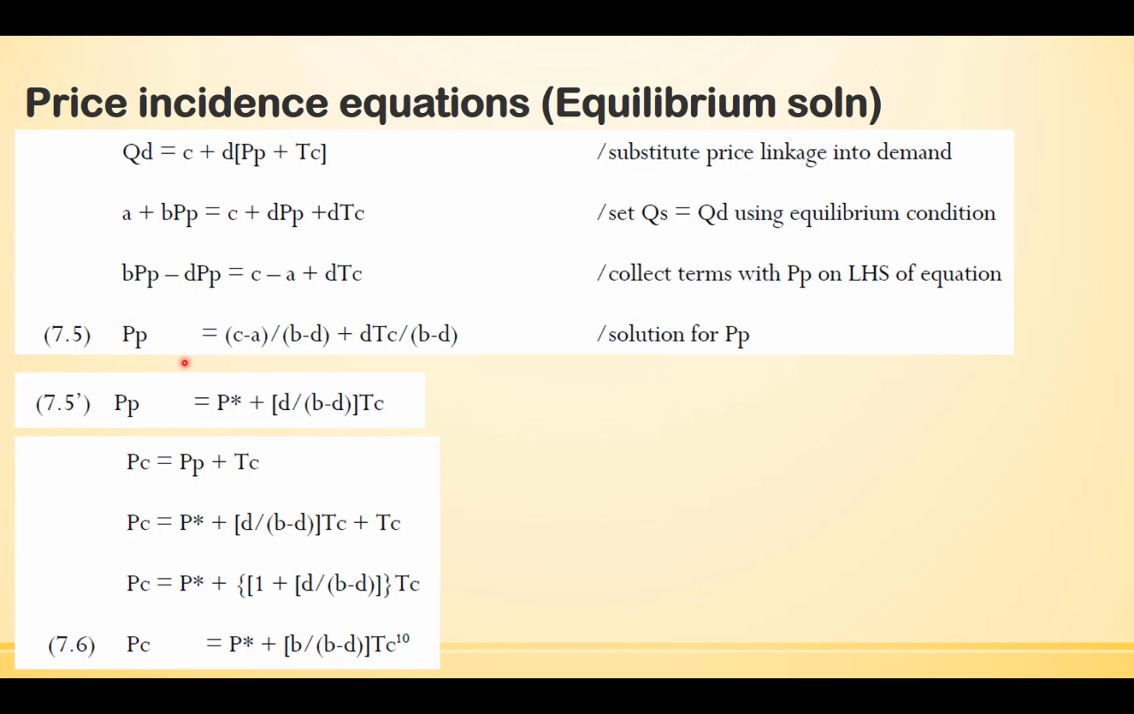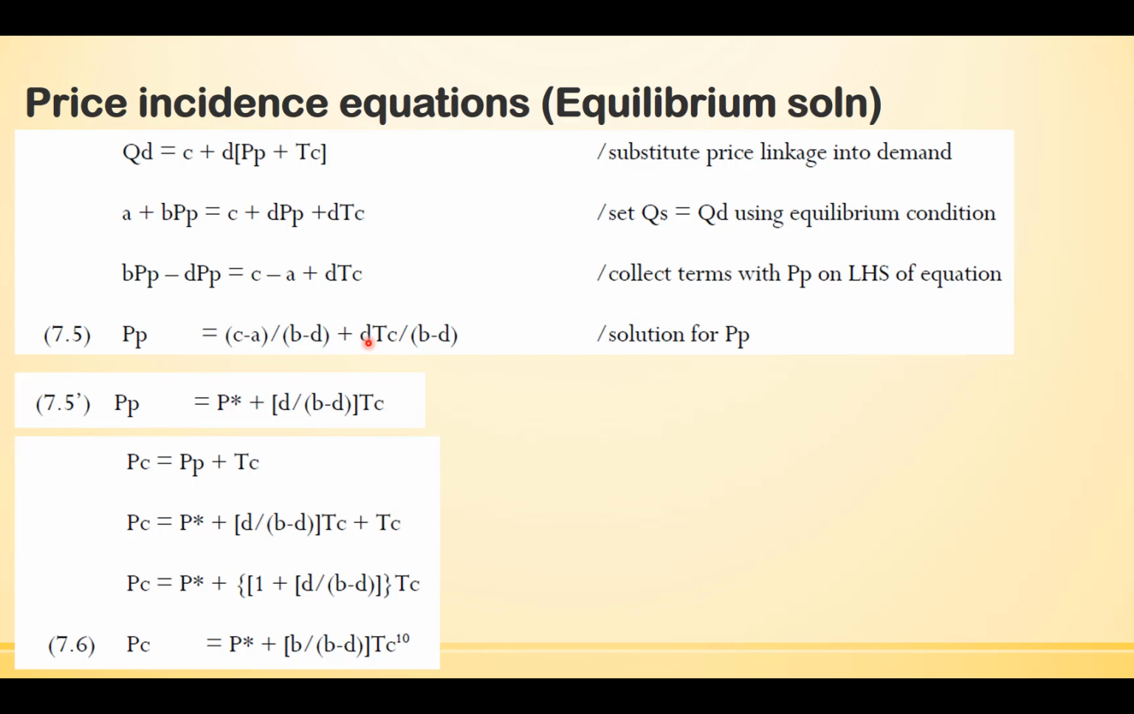So the producer price is going to be equal to our P star solution right here, the no tax price, plus some impact that happens due to the tax being applied. And so we end up with this coefficient, the demand slope, multiplied by the tax level divided by the difference in the supply and demand slope. So the same denominator applies in this second term.